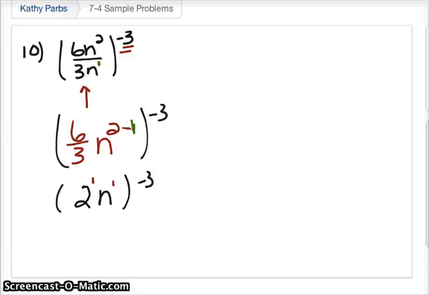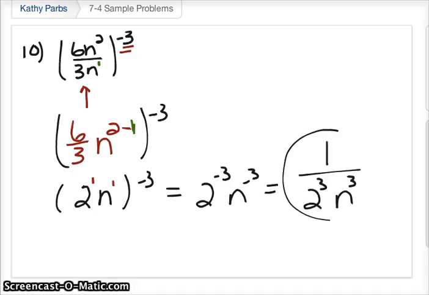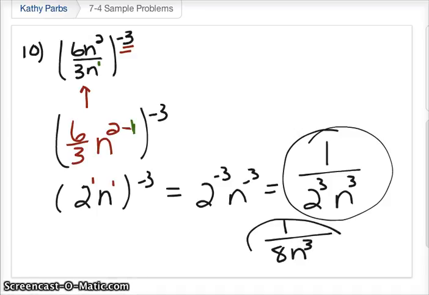And now that I've simplified inside the parentheses by dividing 6 and 3 and doing n to the 2 minus 1, I'm going to distribute my exponent of negative 3. So I have 2 to the negative 3, n to the negative 3, which we'll rewrite as 1 over 2 to the 3rd, n to the 3rd, so that we have positive exponents. If you would like to continue and multiply that out, 2 to the 3rd is 8, so you could write 1 over 8 times n to the 3rd. Either one of these answers is okay.